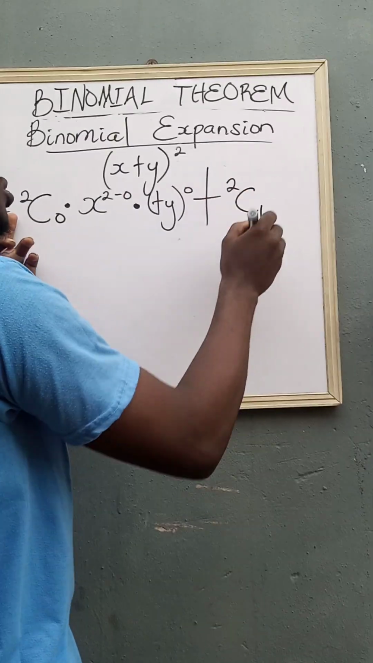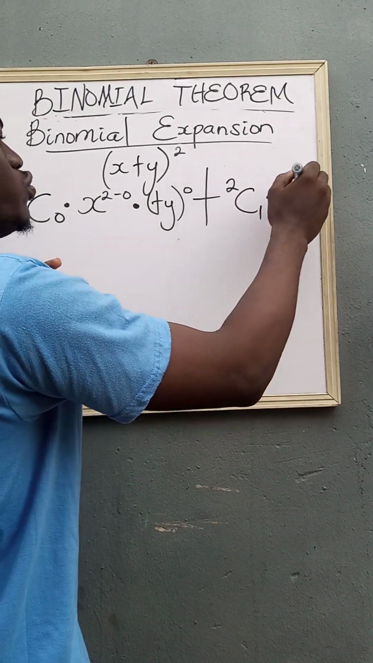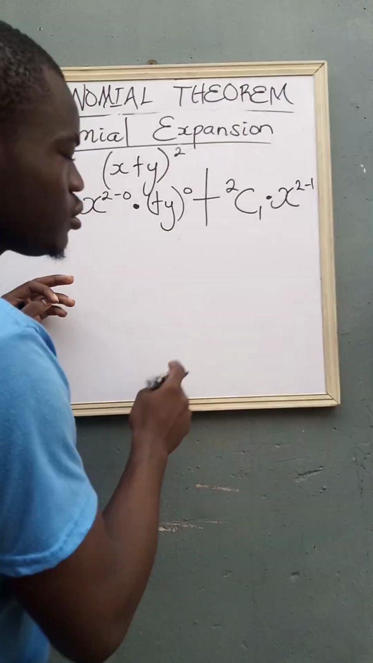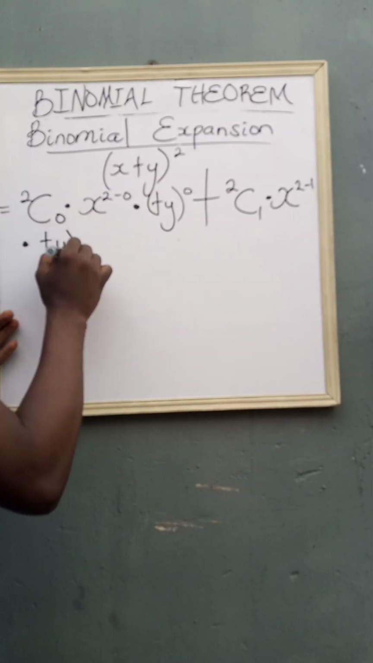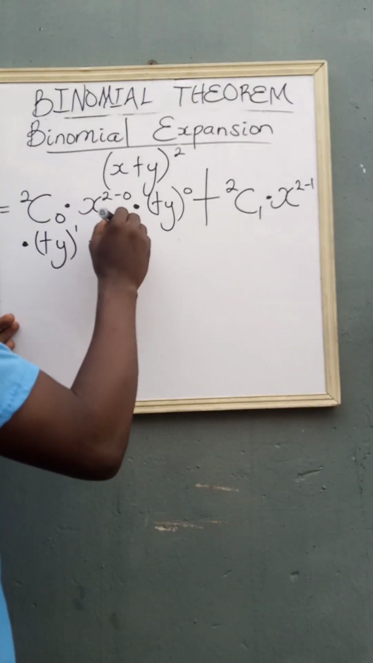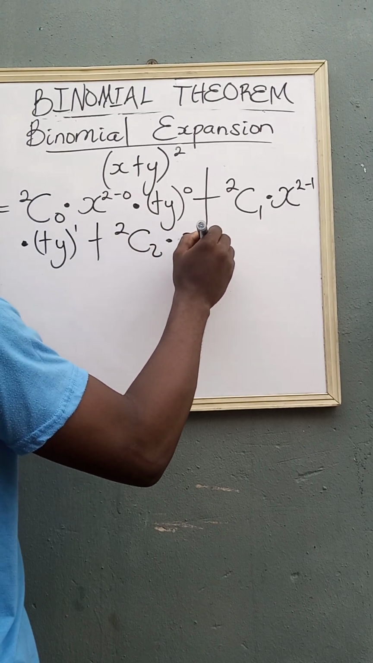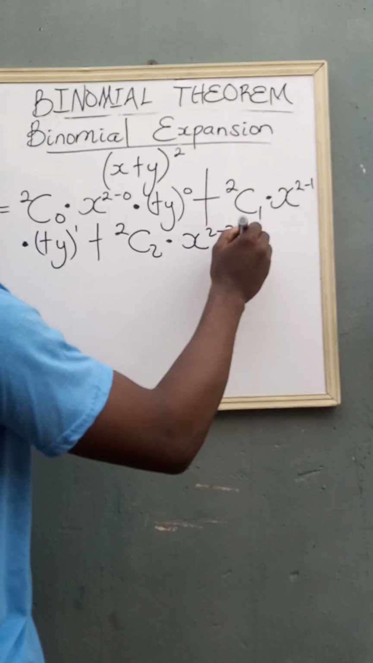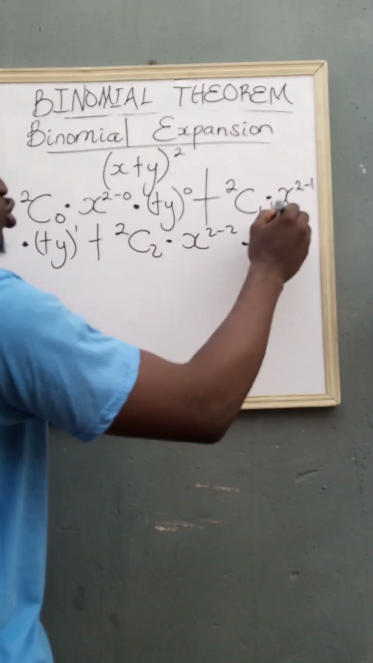2 combination 1 multiplied by what? By x raised to the power of 2 minus 1, right? Multiplied by your second term, which is plus y raised to what? Raised to your r, which is 1. Add 2 combination 2 multiplied by x raised to the power of 2 minus 2 multiplied by plus y raised to what? To your r, which is 2 here.